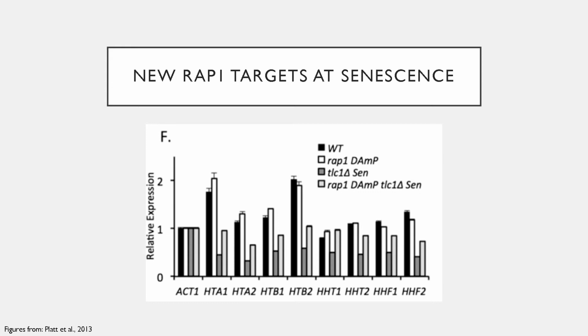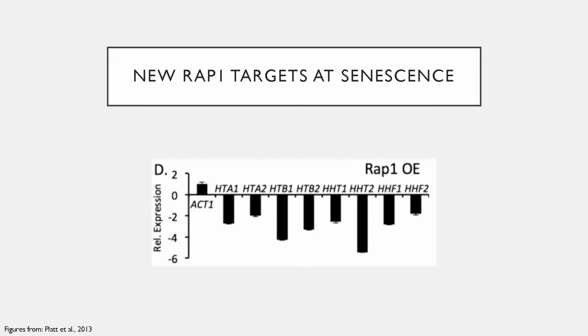Finally, in this last figure, we see the relative gene expression of histones in cells that overexpress Rap1. We see that increasing the levels of Rap1 blunts histone gene expression.